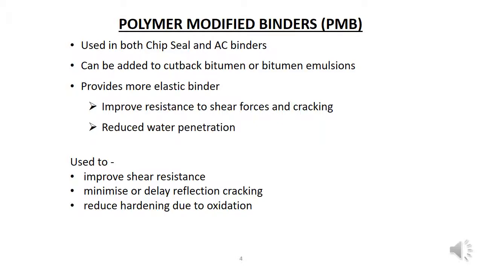PMBs are used in areas with extreme temperatures and for highly trafficked roads. Cold conditions can make the bitumen harden and become more brittle. As mentioned, road loadings cause the binder to flex slightly, and if it is too brittle, then it will crack. The additional elasticity provided by the polymer enables a cold binder to flex without cracking.